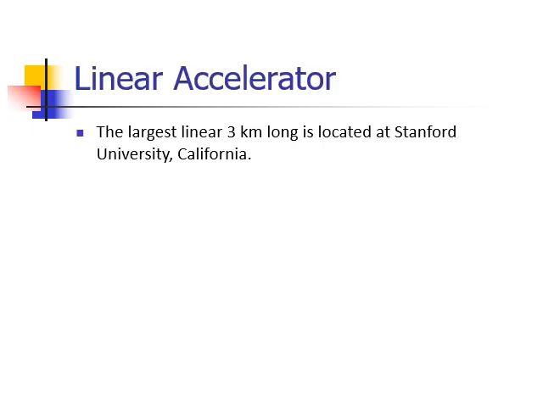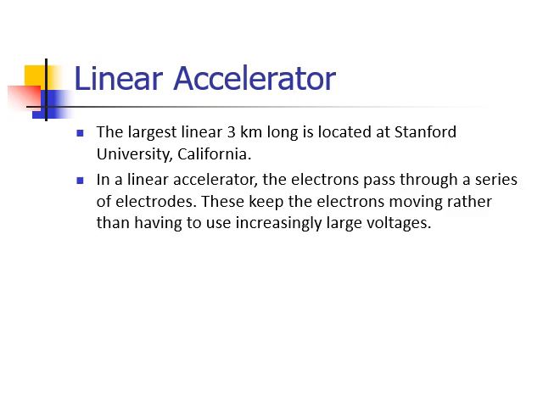Let's look at these in turn, starting with the linear accelerator. The largest one is in California, and the electrons pass through a series of electrodes with electric fields, and these keep the electrons moving rather than using increasingly larger voltages. Now they have to continually change the electric field so that the charged particles are attracted and repelled to increase the speed.